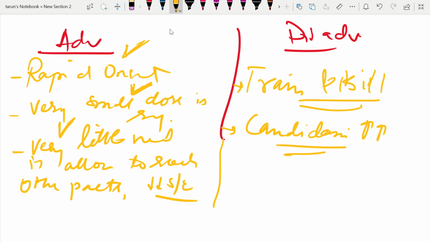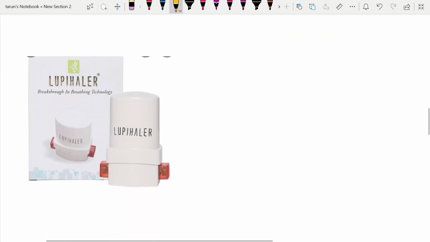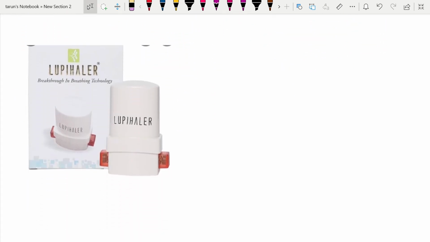So this was about the metered dose inhaler. Then this is the loop inhaler. The loop inhaler or rotahaler devices are powdered inhalers. The metered dose inhaler was in aerosolized form, so this is the powdered form. These are also called powder inhalers, the devices that deliver a metered dose of the medication in powdered form.